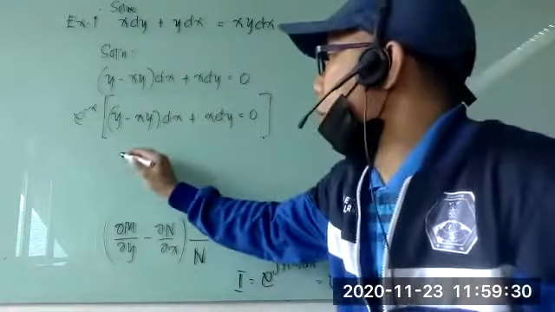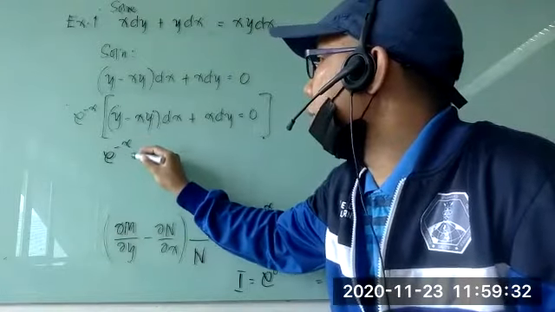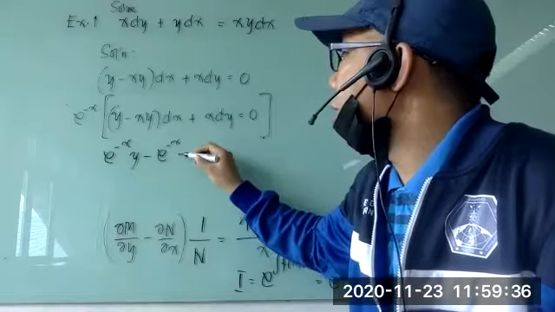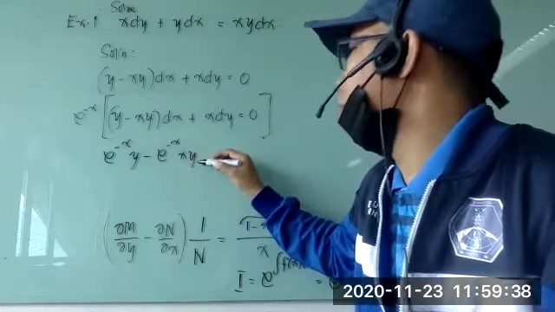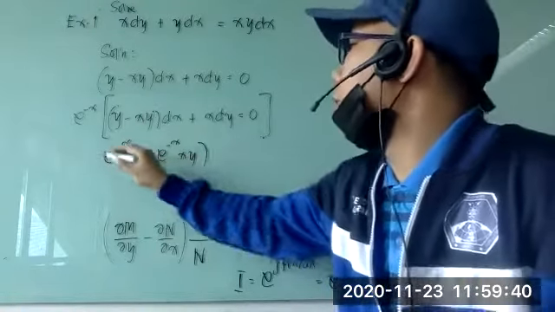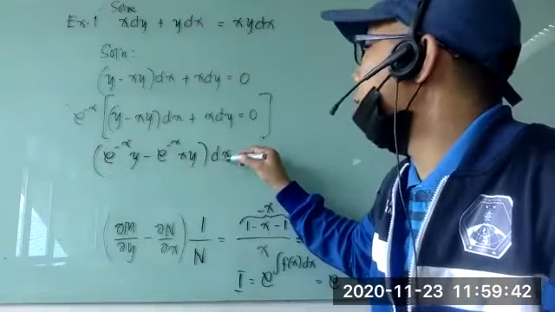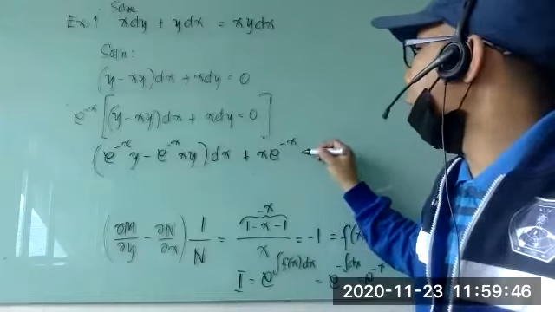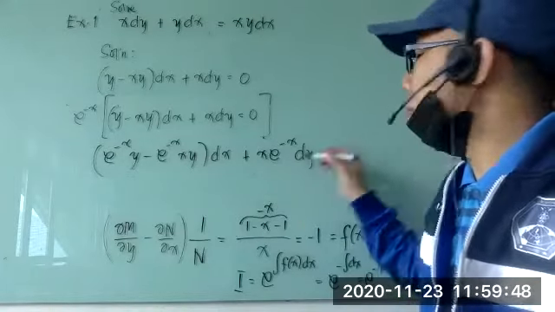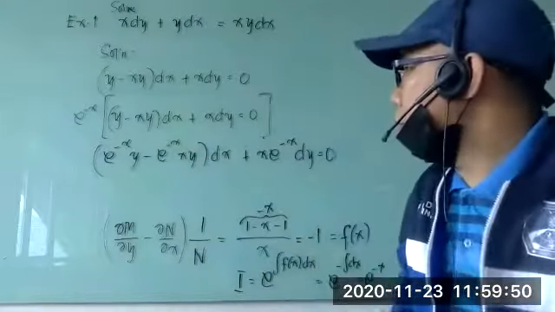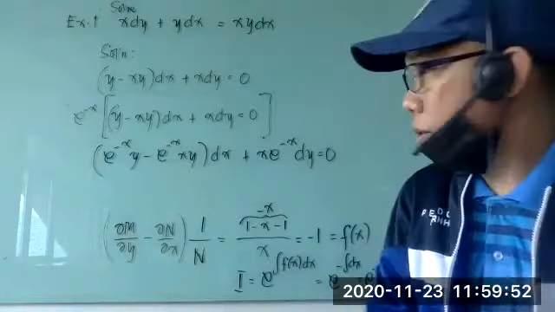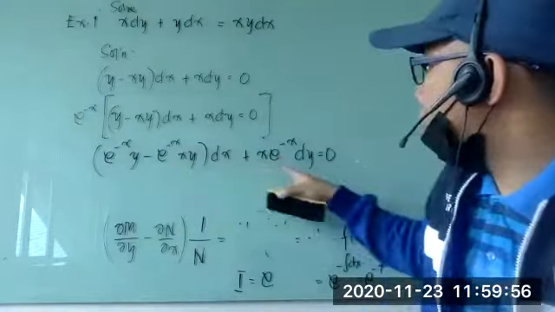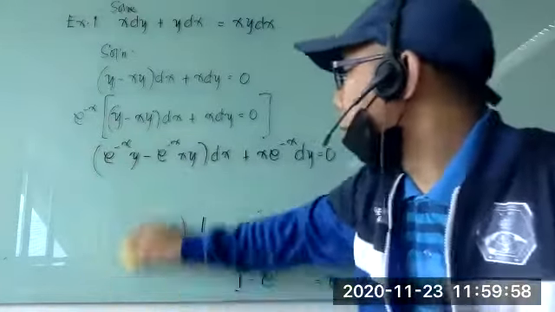Okay, so this becomes (e^(-x) y - e^(-x) y) dx + x e^(-x) dy = 0. So we're able to multiply each term by the integrating factor.